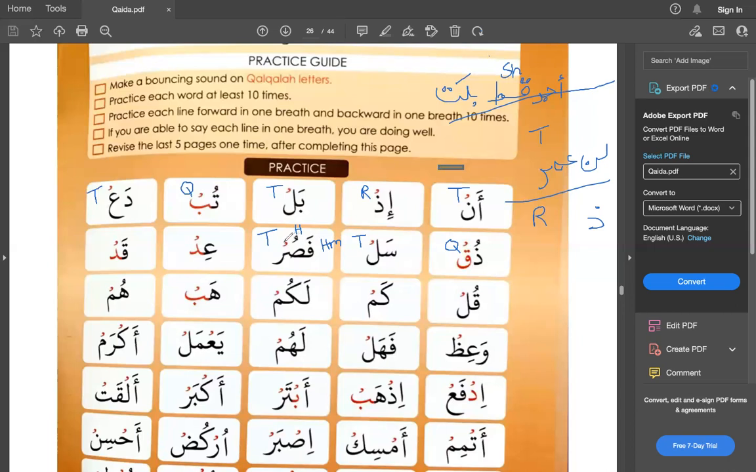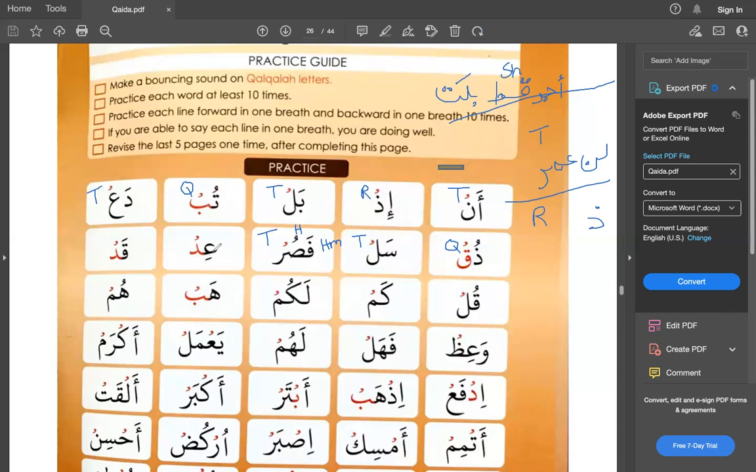Why? Because ra with sukoon, you cannot decide on its own. So you have to look at the letter before it. If this letter is with dhamma or fatha, ra will be heavy. Or if it's with kasra, ra will be light. So here it is dhamma, so ra will be heavy here. Fasuru, and give tawassut.